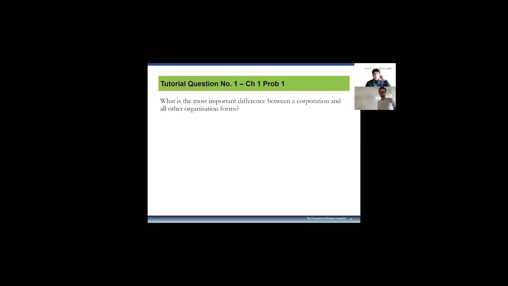All right, now let's talk about tutorial questions. This is the first question, chapter 1, problem 1. What is the most important difference between a corporation and all other organization forms?